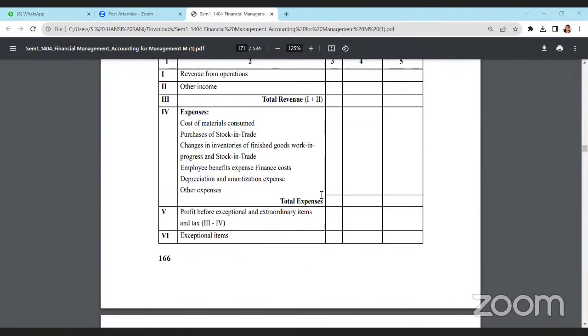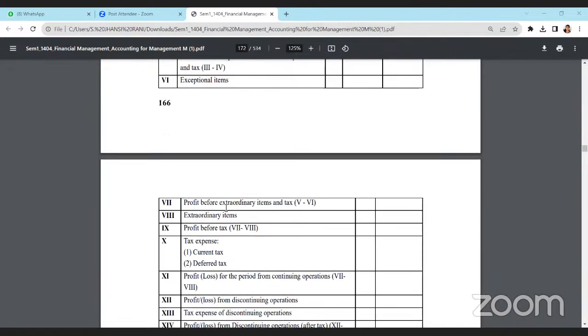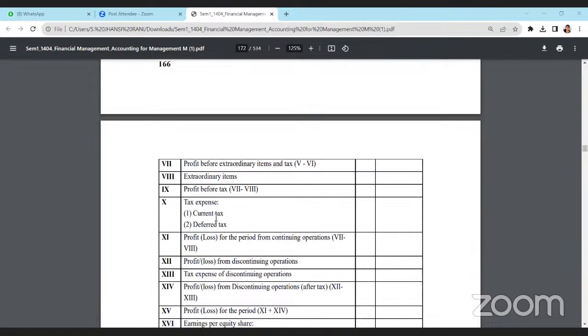From that we'll deduct the exceptional items. Next, we have profit before extraordinary items and tax. Then extraordinary items, and profit before tax. If any tax is there, we deduct it. And profit or loss for the period from continuing operations means whatever we get here, either profit or loss, that we mention over here.